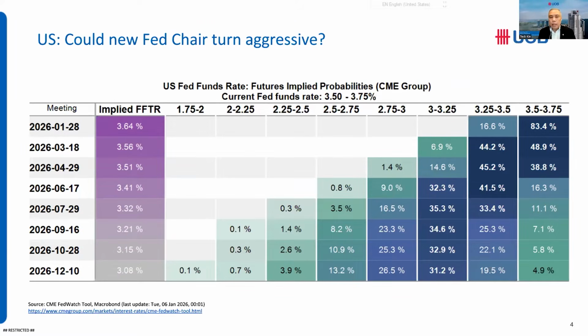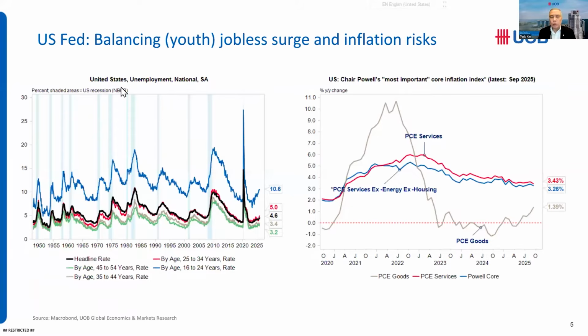So where is the division in this case? Let's take a look at why it is divided, by just showing you 2 simple charts. It is not uniform in their view, whether to cut further or to pause.